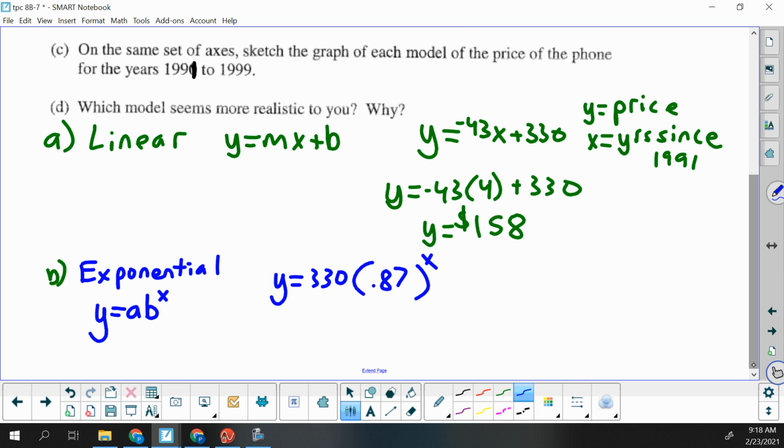Well, we've got to tell what x and y are because we just wrote an equation. So like on your test coming up, make sure to write what x and y are with your equations. It would stink to lose points for that. So x is still our years since 1991, and y is our price.